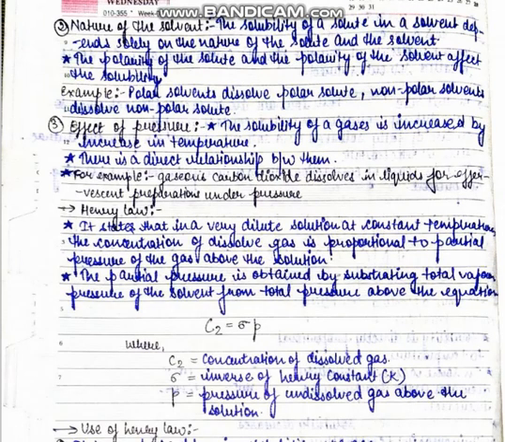Second factor is nature of solvent. The solubility of a solute in a solvent depends on the nature of the solute and solvent. The polarity of the solute and the polarity of the solvent affect the solubility. For example, we know like dissolves like: polar solvent dissolves polar solute, and non-polar solvent dissolves non-polar solute.